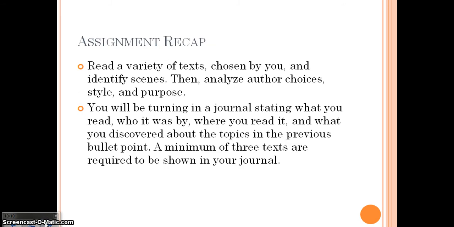So just recapping that assignment really quickly: read a variety of texts chosen by you and identify scenes, then analyze author's choices, style, and purpose. I would do that through a reader's notebook entry. And then turn in a journal stating what you read, who it was by, where you read it, and what you discovered about the topics in the previous bullet point. A minimum of 3 texts are required to be shown in your journal, and typically journals are no shorter than a page. They can be longer if you choose to do that, but generally speaking, no shorter than a page typed out.